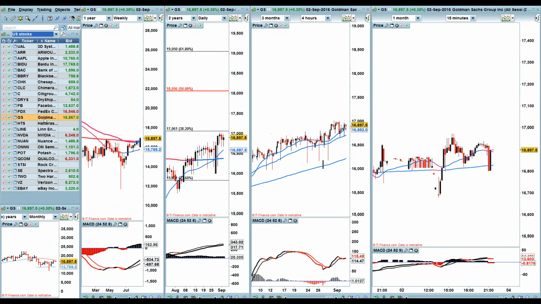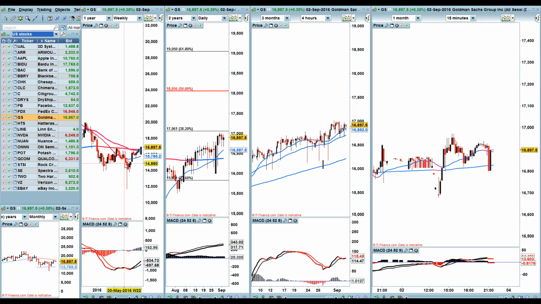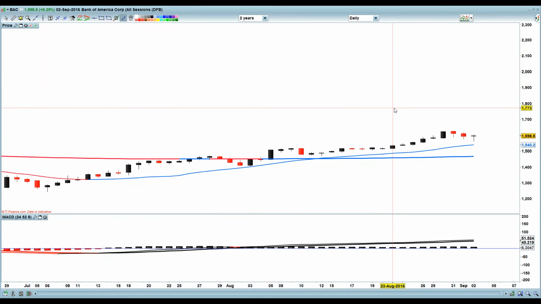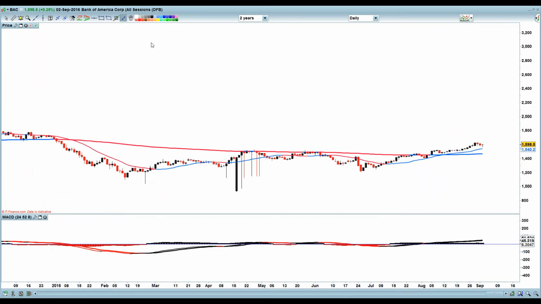Goldman's, a little bit, Friday's close was good. 166 is a pullback for a long. So look at Bank of America, coming into a trend line support. It's struggling. It's really struggling.